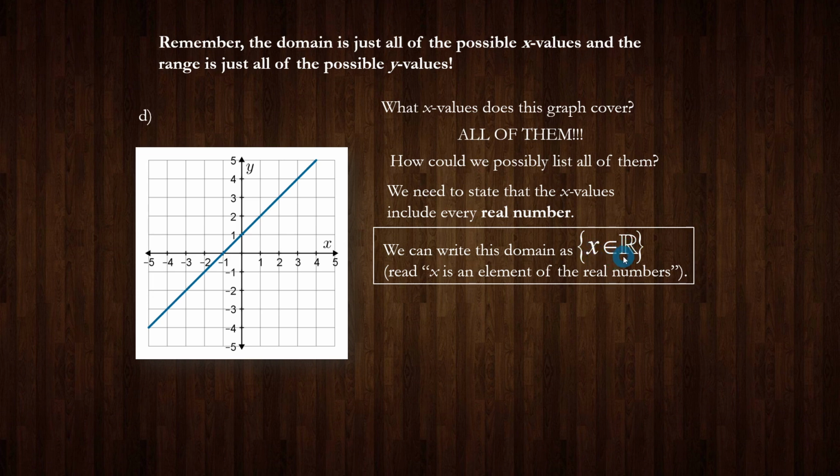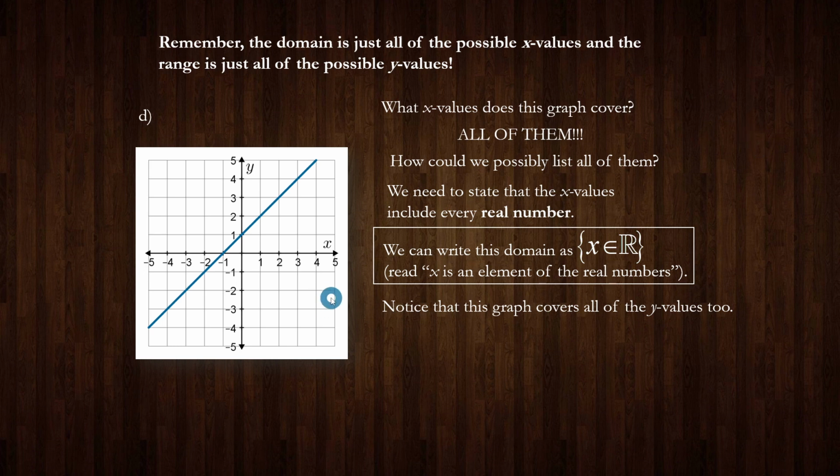That's how we actually state this notation here. What it means is essentially x can be any real number. And that's true. So for the domain, any real number for x is what we have, and that's how we state it. Now, let's talk about the range.